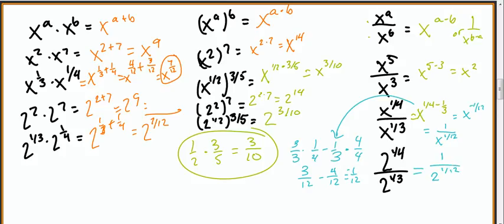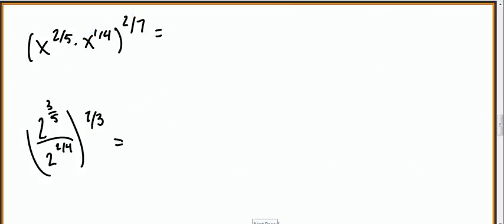Let's go on to the next page. All right, so on this one, these are just two kind of complex problems here. So first I'm going to break this down. I personally like to get everything into one base first, so I'm going to do what's inside the parentheses first. So x to the 2/5 times x to the 1/4 gives me x to the 2/5 plus 1/4.